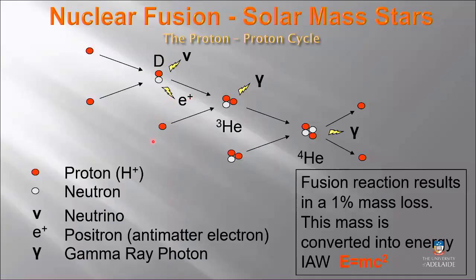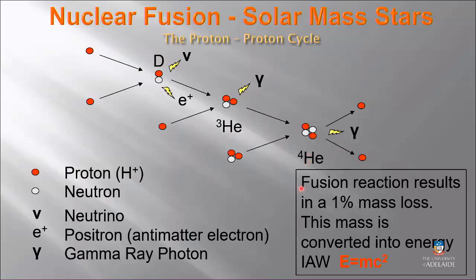Sometime later, another free proton may fuse with the deuterium nucleus, forming a nucleus of helium-3, which is a light version of helium. In the process, it gives off a gamma ray, more energy. Sometime later, two helium-3 nuclei may fuse to produce a helium-4 nucleus, and this produces two free protons, which can then be used in further reactions, and another gamma ray, more energy.